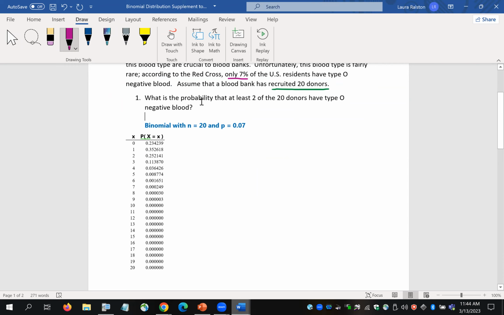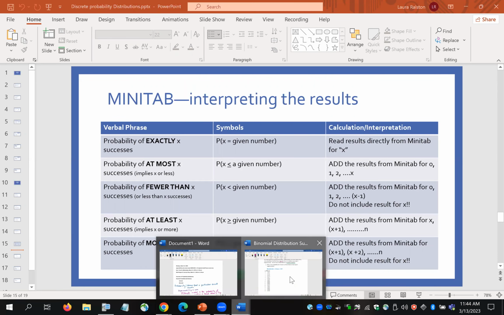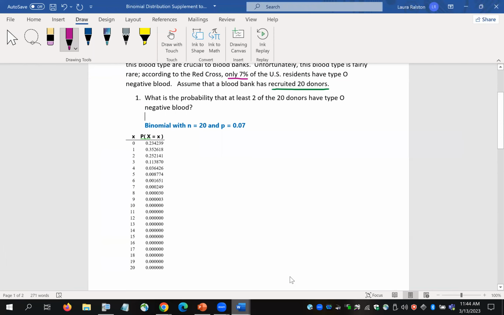Okay, so the first question says, what is the probability that at least 2 of the donors have type O negative blood? Please refer back to the table. At least implies X or more, and we add the results for X all the way up to N. So for this problem, we want the probability that X is greater than or equal to 2.